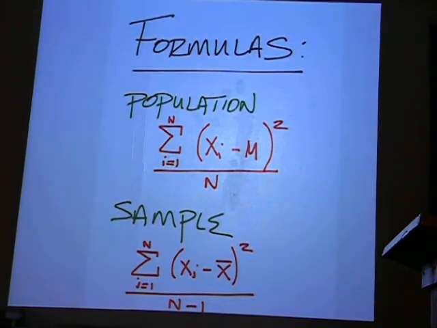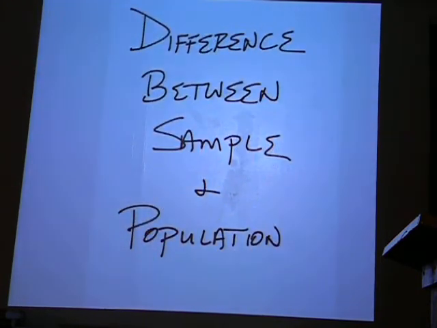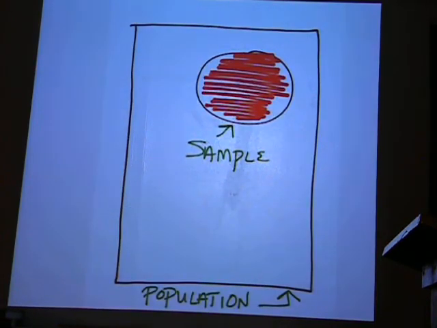Also, another difference is the average is expressed as mu, a Greek letter mu, in population, and x bar in sample. The difference between a sample and a population is this. The population is the entire rectangle. The sample is just a piece of the population. So in this case, you would divide by n minus 1. In the population case, you divide by n.